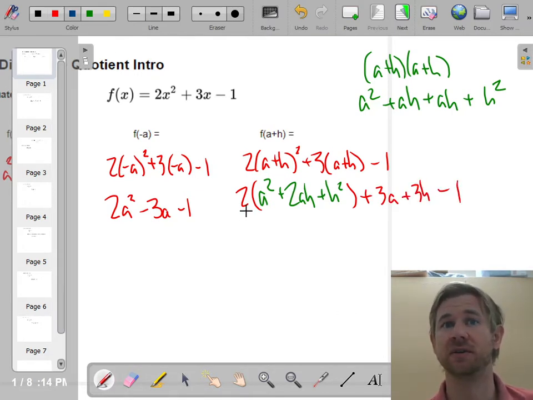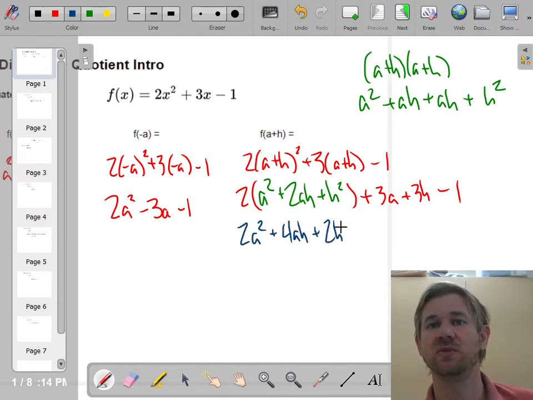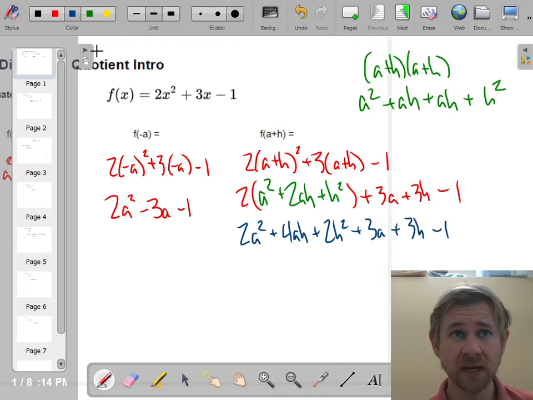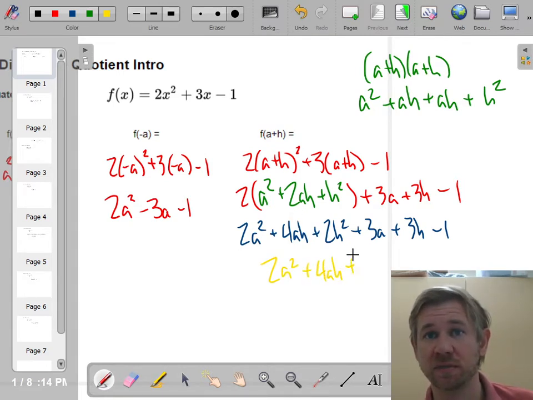Now I'll address the 2. 2a squared plus 4ah plus 2h squared. I'll have to combine some like terms in a minute. So what do I have when it's all said and done? 2a squared plus 4ah plus 2h squared. There are no like terms, are there?